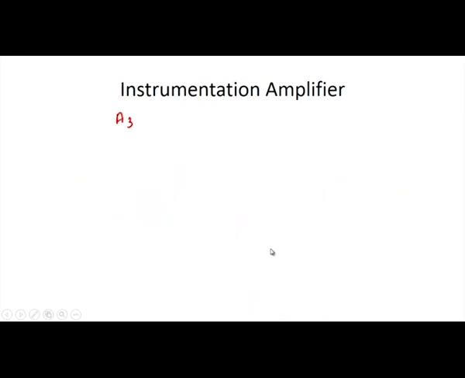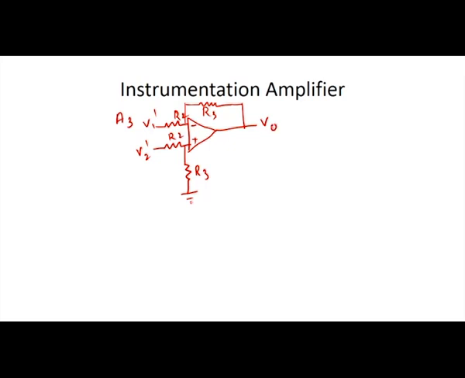Okay, I will redraw the circuit. Here it is R2, here it is again R2. These two input resistors are equal. This is R3 and the feedback resistor is again R3. These resistors are equal, which is grounded. Here it is V1 dash, this is V2 dash. We have to calculate what the output of the differential amplifier is now.